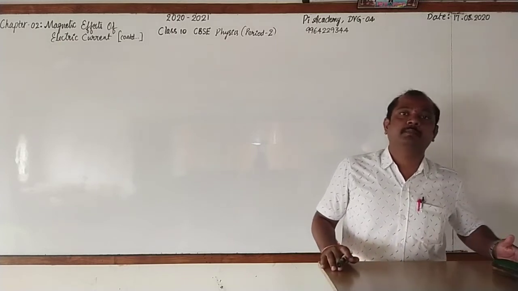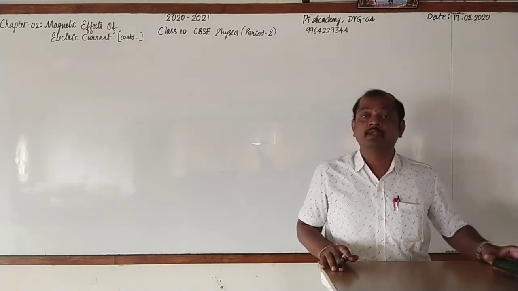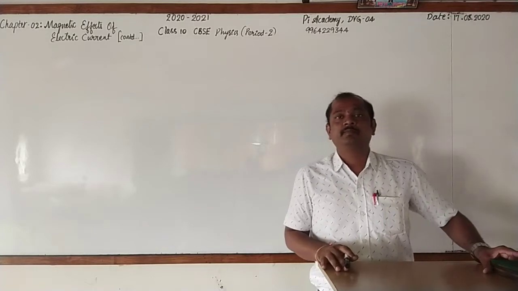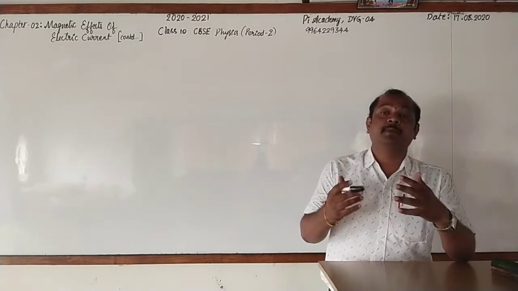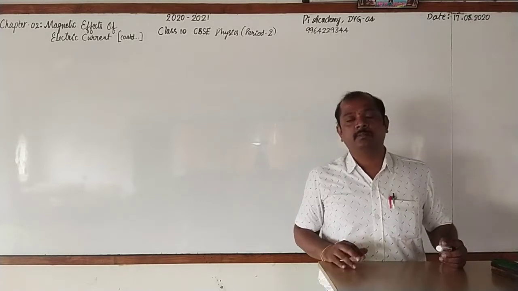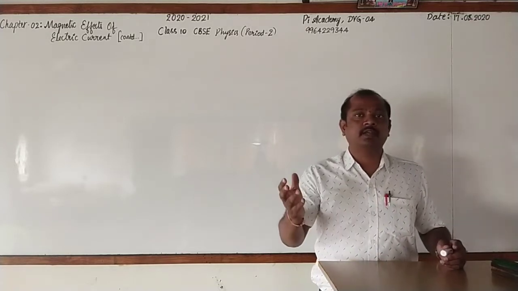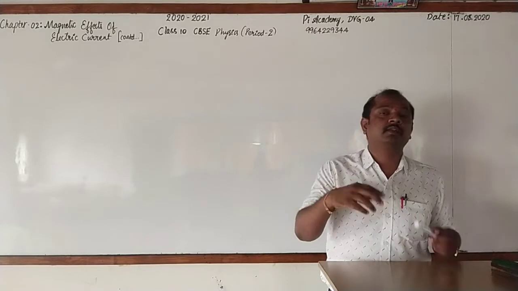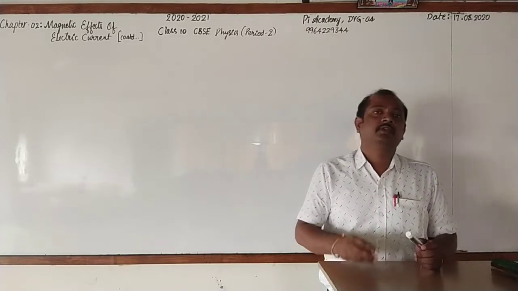Because the shape of the magnets will differ from one to another. Similarly, here also we can study the pattern of lines of force around the conductor carrying current. But in how many ways can the conductor carrying current be used? It is in three ways.